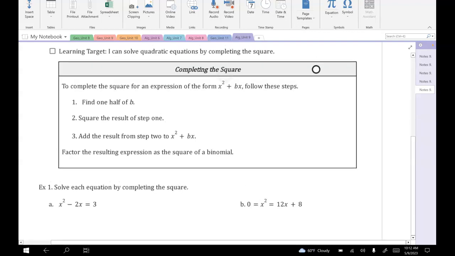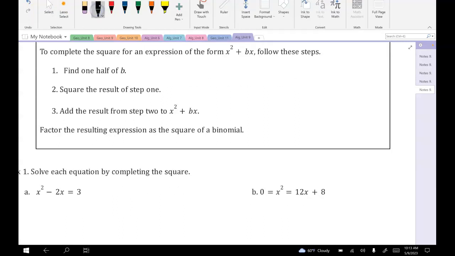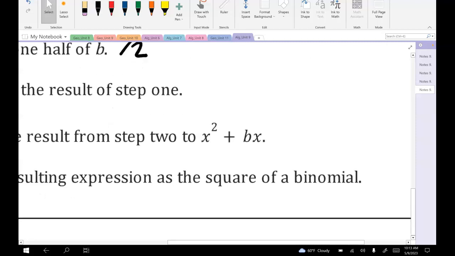So to revisit our steps to complete the square, these are the same steps you had yesterday. Your first step is to find 1/2 of your b term. We wrote that yesterday as our first step: you always take b divided by 2. And our next step was to square the result of step 1. So we're squaring the number we got for b divided by 2, which you wrote as b divided by 2 squared.